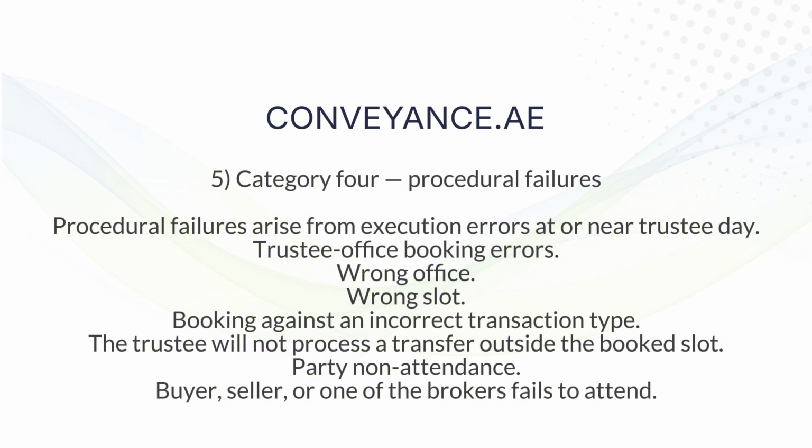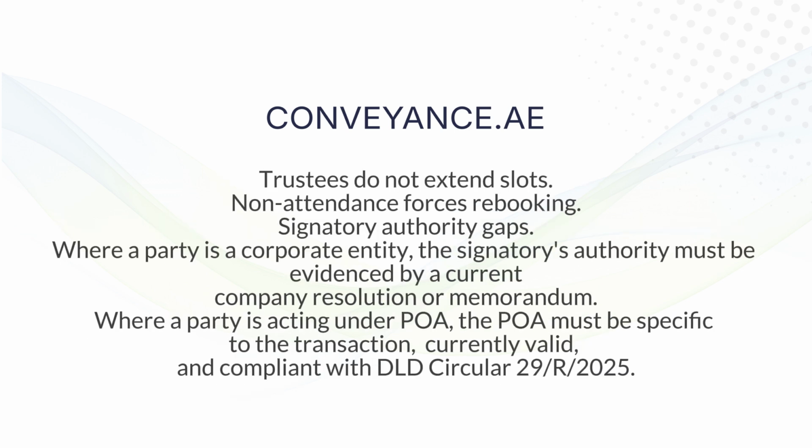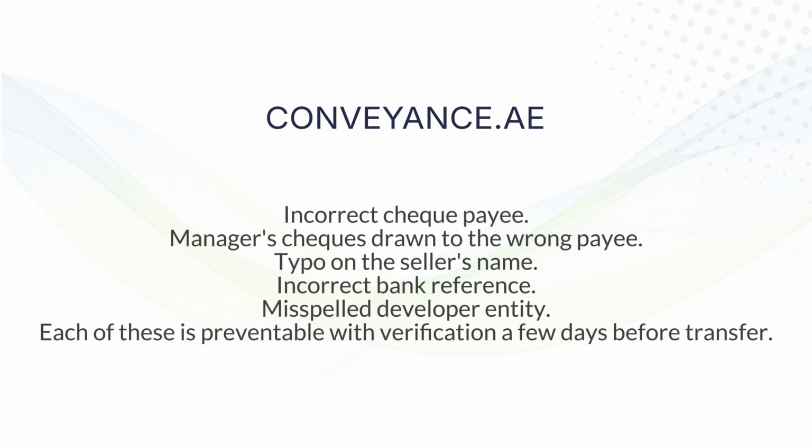Party non-attendance. Buyer, seller, or one of the brokers fails to attend. Trustees do not extend slots. Non-attendance forces rebooking. Signatory authority gaps. Where a party is a corporate entity, the signatory's authority must be evidenced by a current company resolution or memorandum. Where a party is acting under POA, the POA must be specific to the transaction, currently valid, and compliant with DLD Circular 29R 2025.